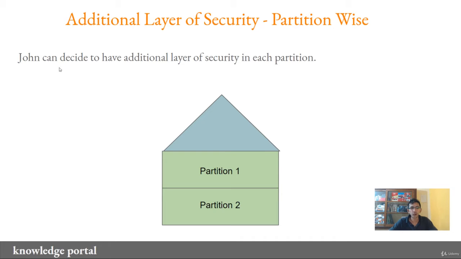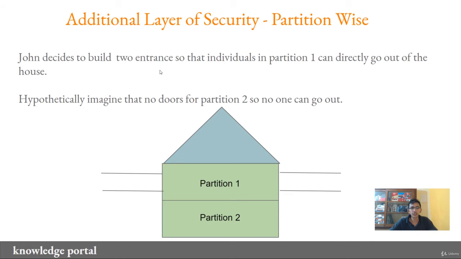So let's say that John has decided to have an additional level of security, or I would say improvement, in a specific partition of his house. So in order to do that, John decided to build 2 entrances so that an individual within the partition 1 can directly go out of the house from any of the sides. So you will see that there are 2 entrances to the partition 1 that John has built.